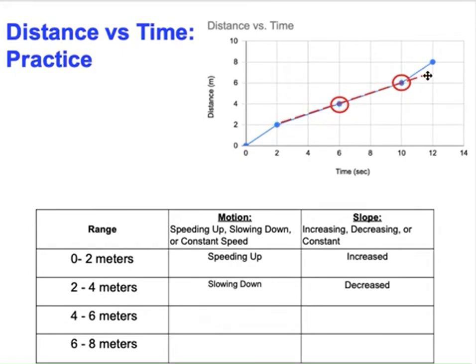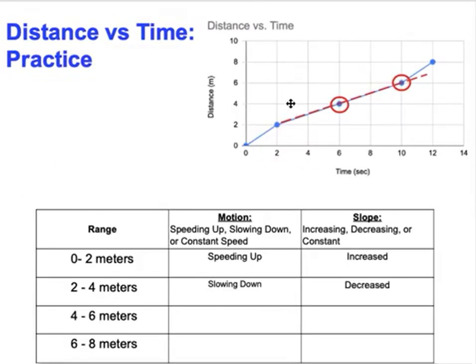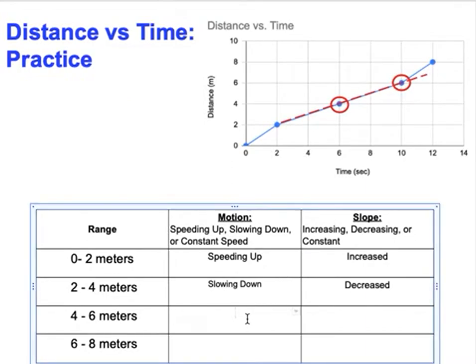Well, guess what? Doesn't that graph look straight to you? Doesn't that look like this graph right here, where it's a straight line? So when I see my through line going through there, I know that it stayed at a constant speed. So I'm going to say constant speed. So there was no acceleration there. And my slope, since it stayed exactly the same, stayed constant. So remember, if I'm looking at it from this dot to this dot, I'm always comparing it to what was happening before, and I'm drawing that through line.